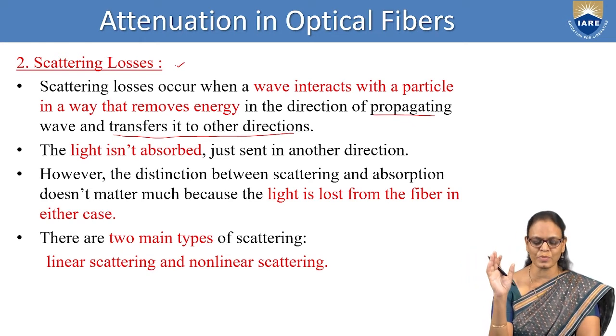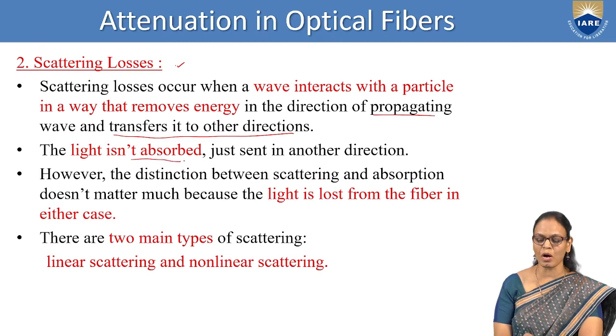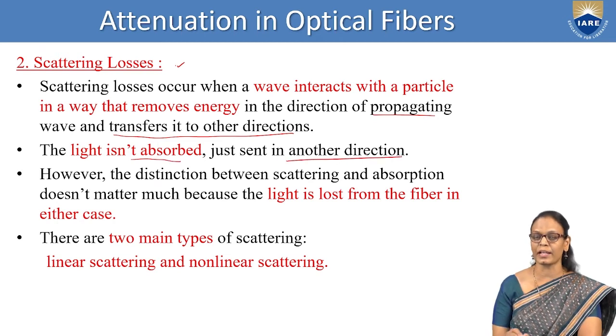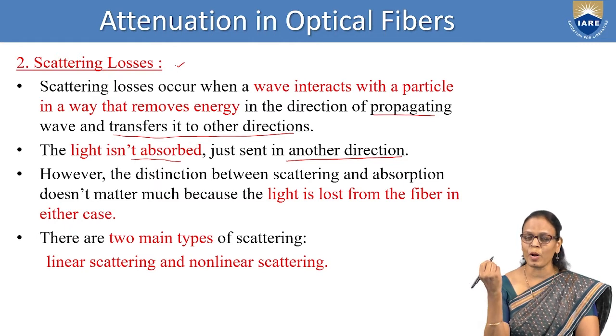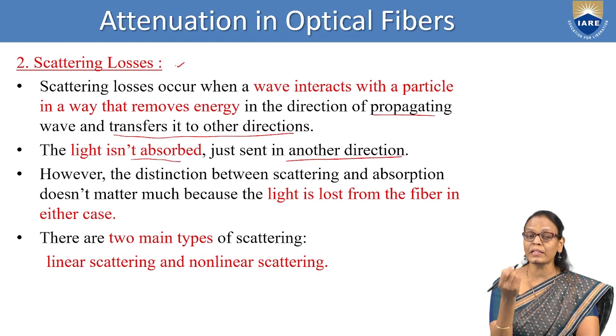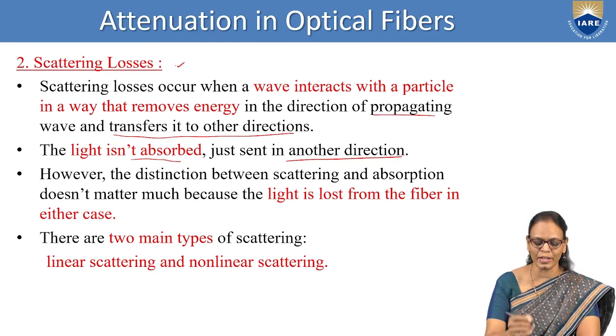Here it is not absorbed. The light is not absorbed, but it is sent in another direction. That is why we call it scattering. The propagating light may interact with some particles that remove the energy and scatter it in different directions. That type of loss, we call scattering loss.